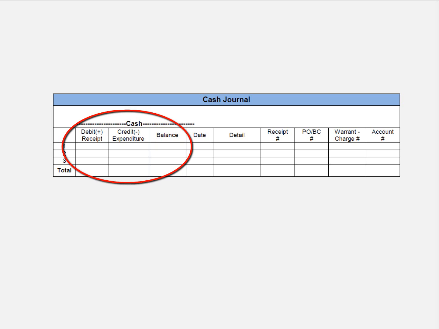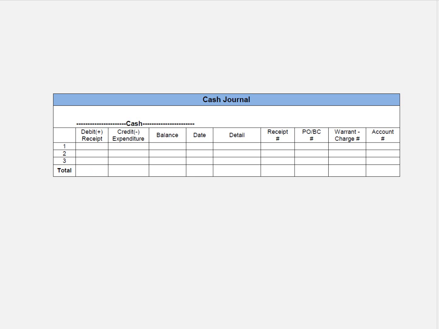There are 3 columns under the heading Cash: Debit Receipt, Credit Expenditure, and Balance. When money is received, an entry is recorded in the Debit Receipt column, and the Balance column is increased by that same amount. When payments are issued, an entry is recorded in the Credit Expenditure column, and the Balance column is decreased by the same amount.